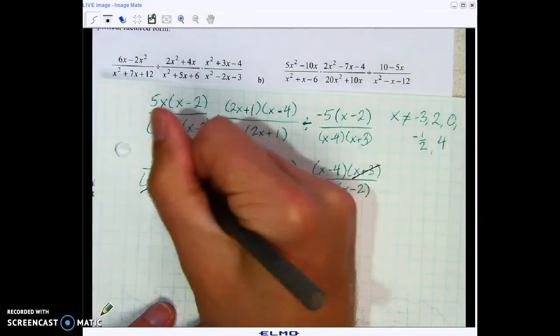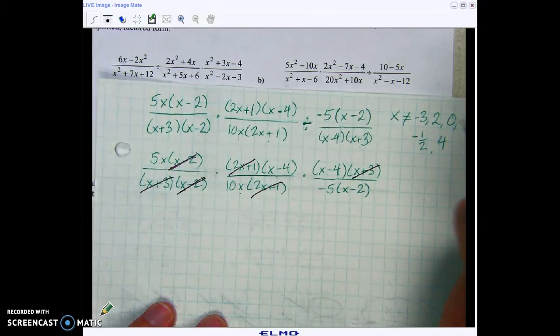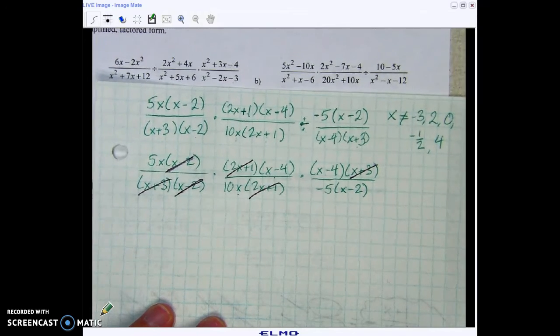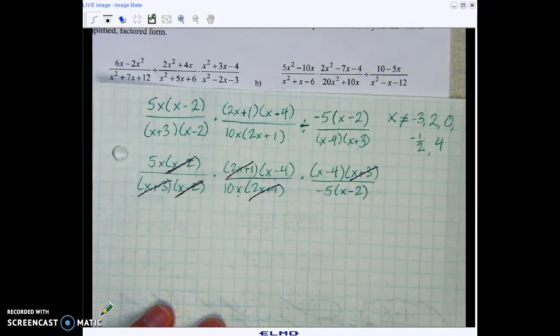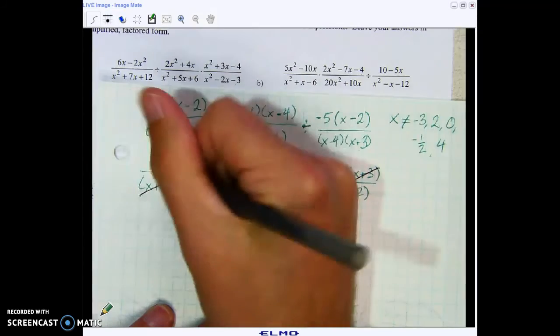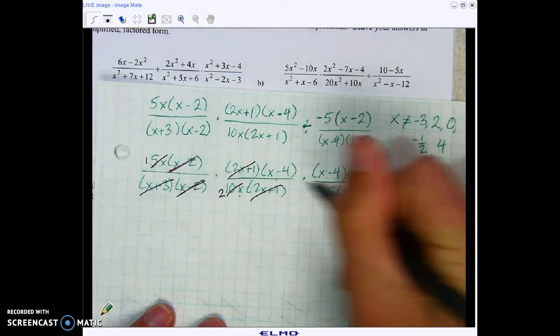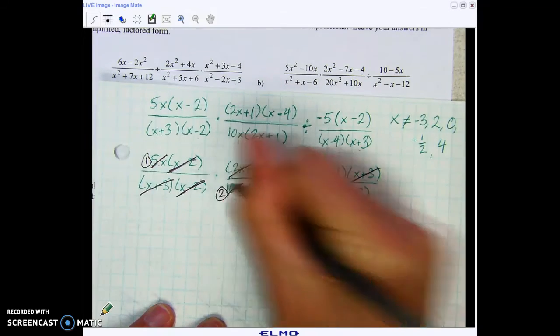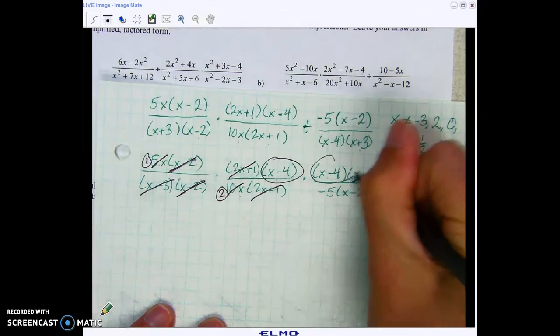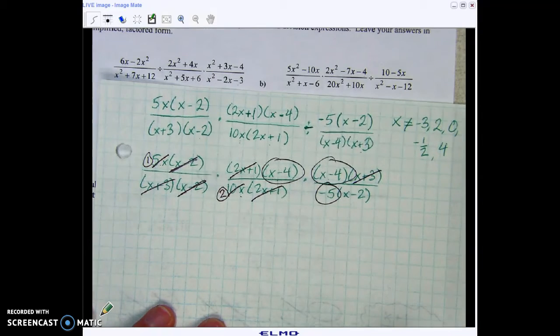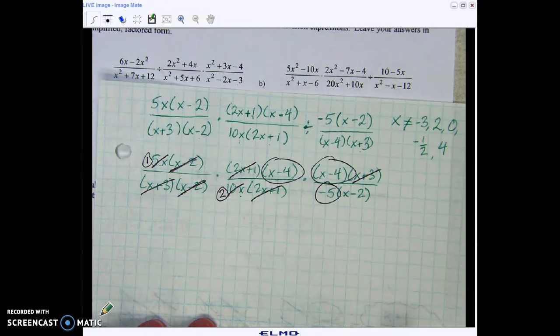You know what we can do, though, guys, is that 5x right there and that 10x right there. What's 5x over 10x? Isn't that just 1 over 2? So that's going to go to 1, and that's going to go to 2. And then we'll have a negative 5 left over. So that's left, that's left, that's left, that's left, and that negative 5 is left. Everything else goes away, right?